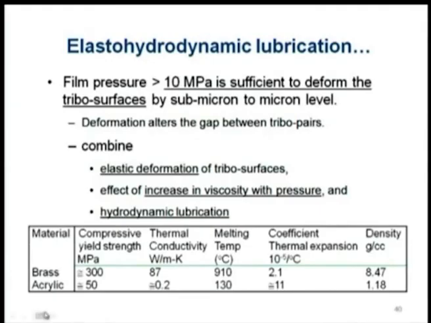Right. Now, we did a case study in our lab where we picked up two bearings. One is made of brass, the other is made of acrylic. Acrylic is a softer surface, which can also be figured out from this. The compressive strength of acrylic is roughly 50 megapascal, but brass has a 300 megapascal compressive strength. And acrylic has a very low density, which is an advantage.